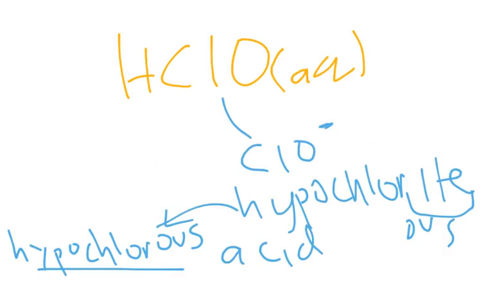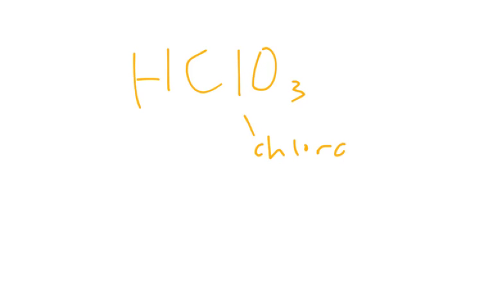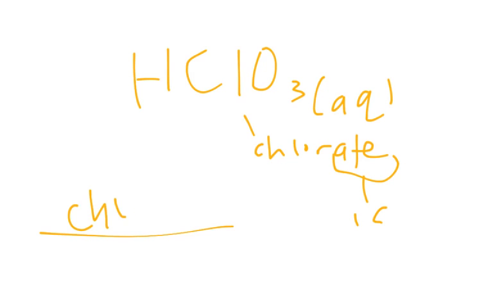Now let's try another example. Let's try HClO3. This is chlorate. So in order to name the acid, don't forget the aqueous, this ate will become an ic, and we will call it chloric acid.